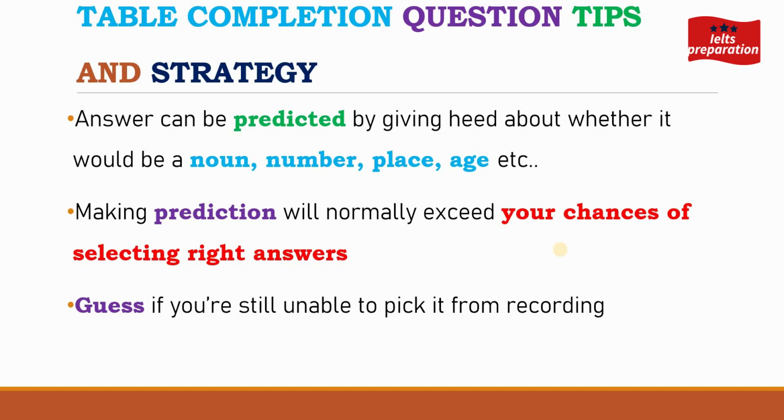It will make you able to select the right answer, as you will have analyzed it and will already be aware of whether it will be a noun, number, person name, or place name. What if you miss the answers and still are unable to pick the right ones? This should not happen if you follow these strategies, but if it does, then try to guess your answer.